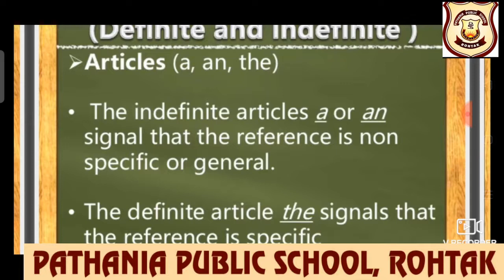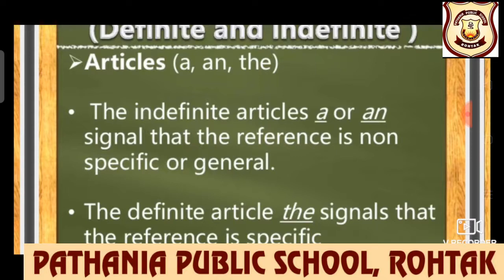Indefinite articles are a and an. Of course, a is used before a consonant sound and an before a vowel sound, like a kite, an umbrella. In kite, K is a consonant, so a will be used before that. In umbrella, a vowel sound is there, so of course an will be used. Further we have the definite article, which is the.